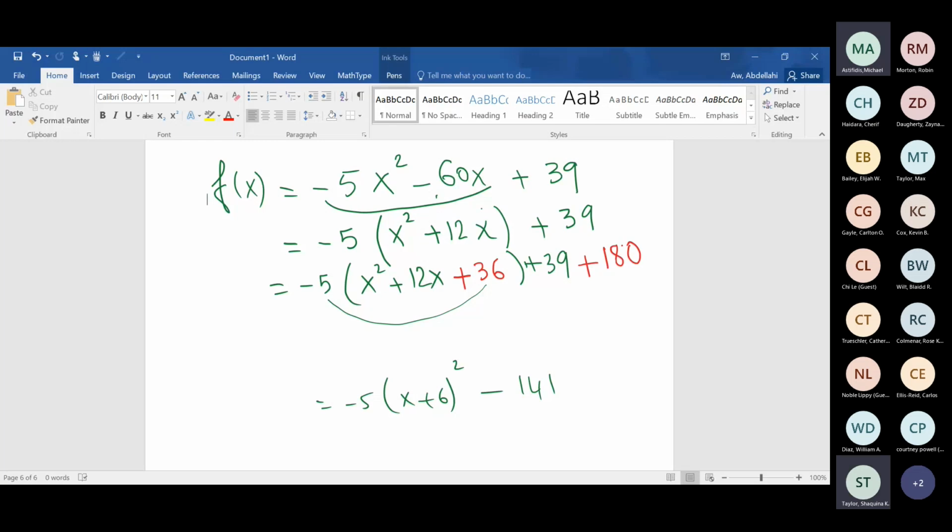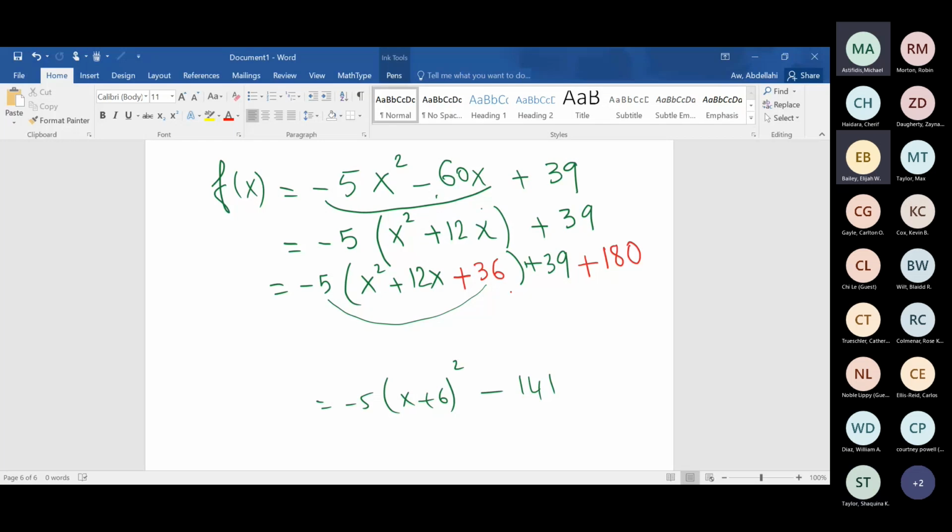I got 195. It's not 195. Yeah, I'm very bad at this. 150 plus 30 is 180, right? 36 times 5 is 180. 180, yeah. So then that would make it plus 219.